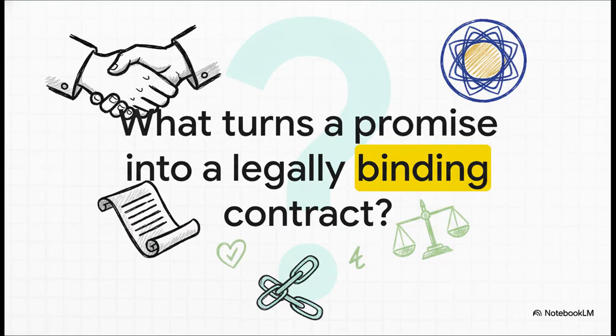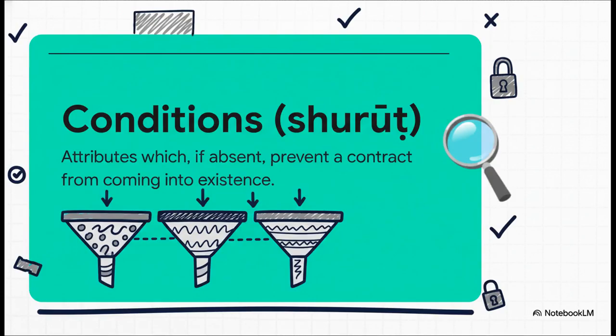So here's the big question for today. What's the secret sauce? What really transforms a casual promise into a solid, ethically sound contract that everyone has to respect? It all boils down to a few core principles. In Islamic law, these are known as shurūt, or conditions, and you can think of them as a series of mandatory checkpoints. If an agreement doesn't pass through every single one of these gates, then legally speaking, the contract doesn't even exist. It's that critical.